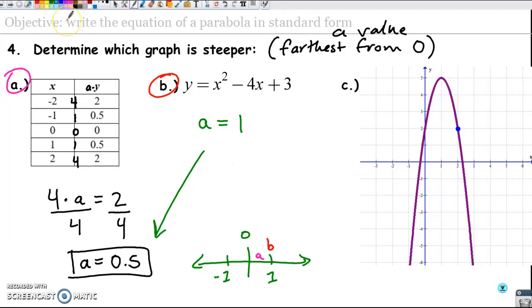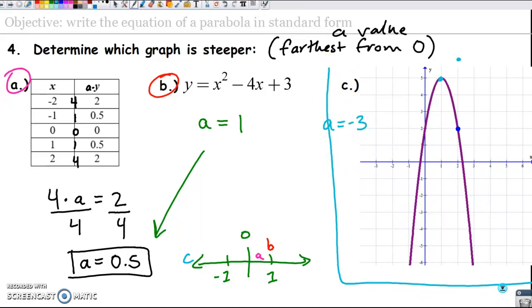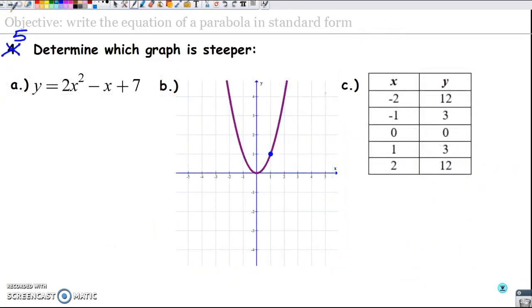Now let's look at C. Well, for the C value, typically I would go 1 over, 1 up. But instead of going 1 over, 1 up, I went 1 over, down 3. So my a value then is -3 for letter C, which means that I'm all the way over here, which is the farthest away from 0. So my answer is that letter C is the steepest graph in this set. I'm looking for the a value that's farthest away from 0. And finally, this is actually number 5.